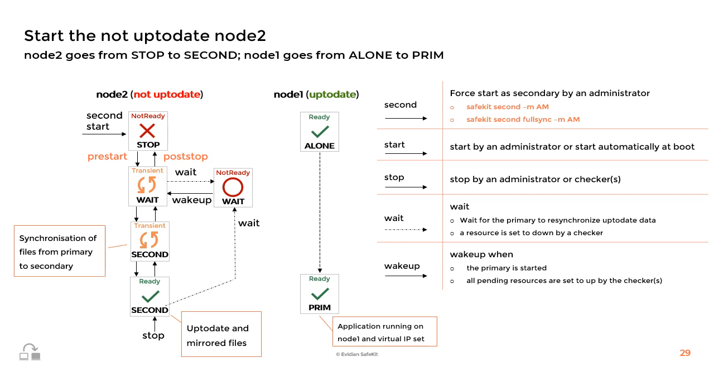Then, node 2 resynchronizes replicated files from the primary node and stays in the second orange state during this process, which can take a while depending on the size of data to resynchronize. After the resynchronization, the module goes into the second green stable state, ready to restart the application in the event of a failure of node 1. As shown in the figure in the middle, on node 1, the module transitions from the alone green state to the prim green state once the module is second green on the other node.